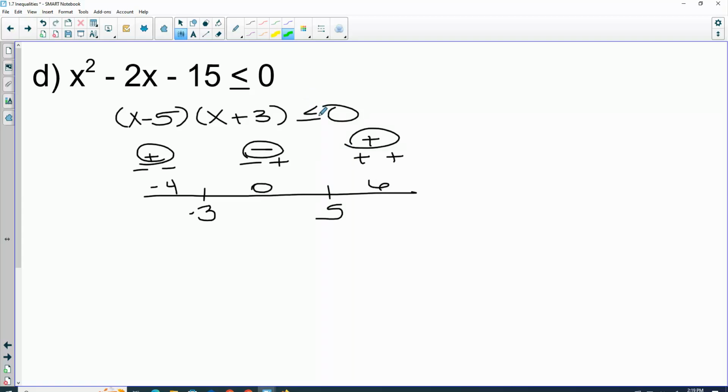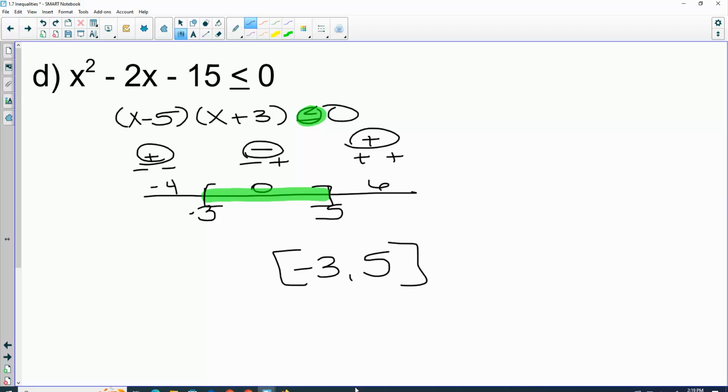Now we have to decide which solutions we wanted. It told me less than 0, which means positive or negative? Negative. Equal to means parenthesis or bracket? Bracket. So it's everything between those. So it'd be bracket -3, comma 5. All right. Any questions there?